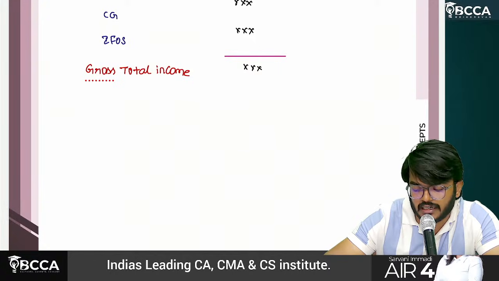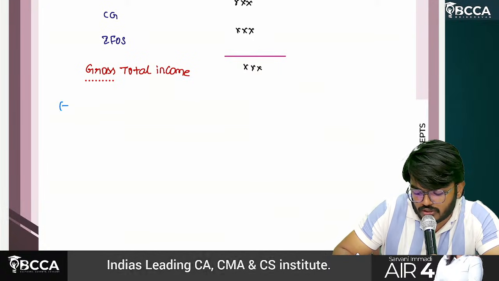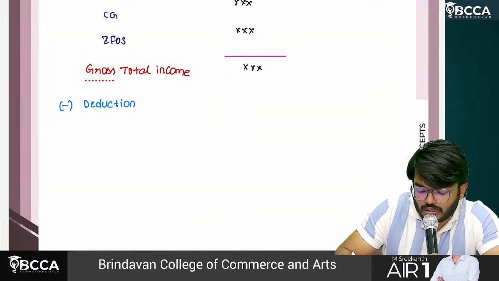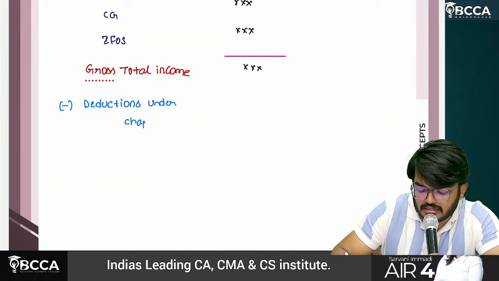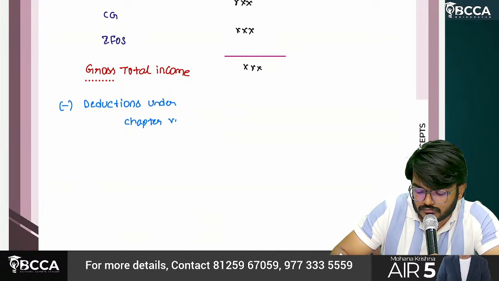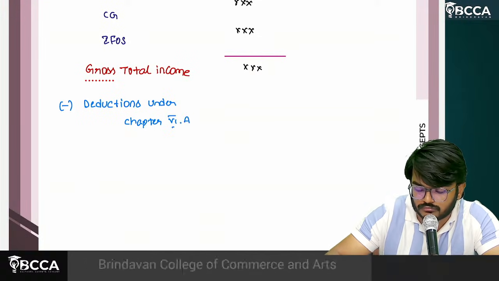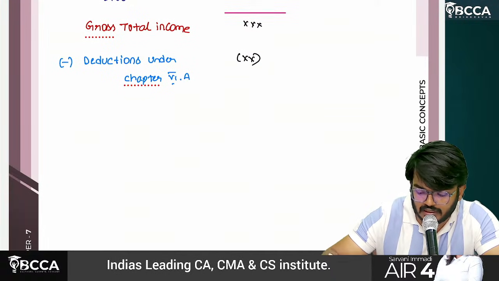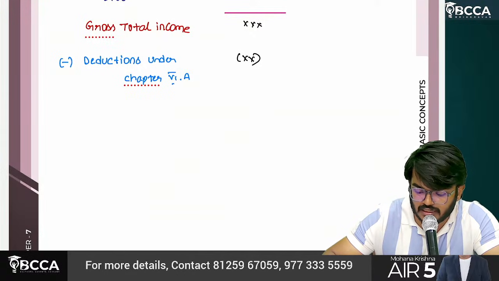You have to deduct one item from this gross total income. Okay, what is that? Deductions under chapter 6A. Deductions under chapter 6A you have to deduct, and then what is the final figure which you will get? You will get a total income.